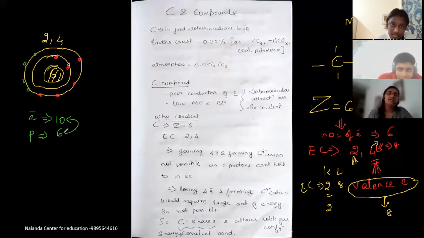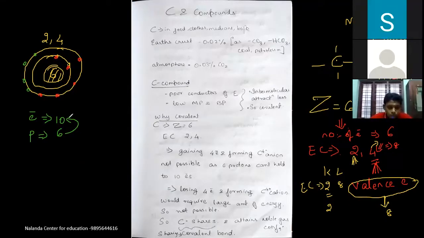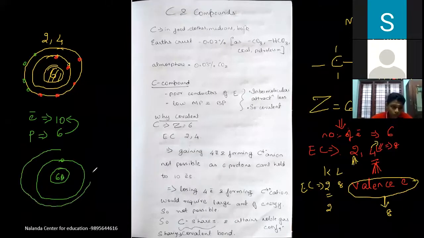Okay, the 6 protons will not be able to support the 10 electrons who are going to come. It will be very difficult. So this is one of the cases. Now, what can carbon do otherwise? Say 6 protons are there, and the K shell again has 2 electrons, and the L shell again has 4 electrons.